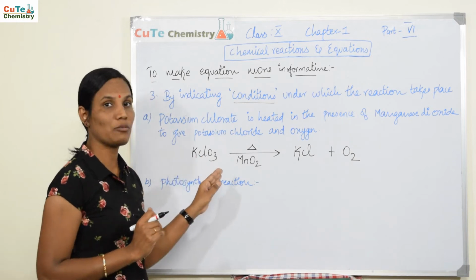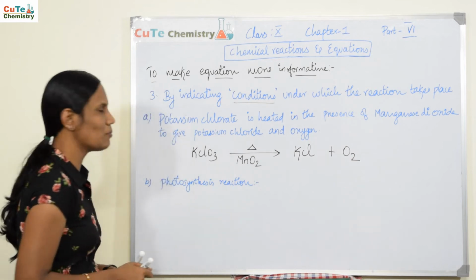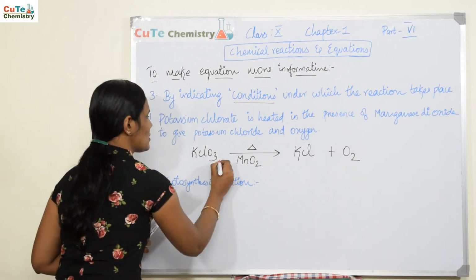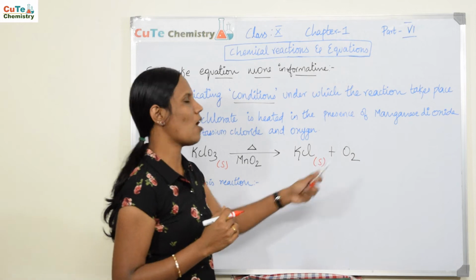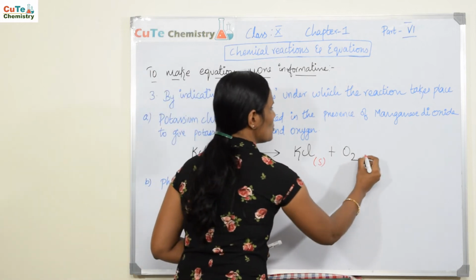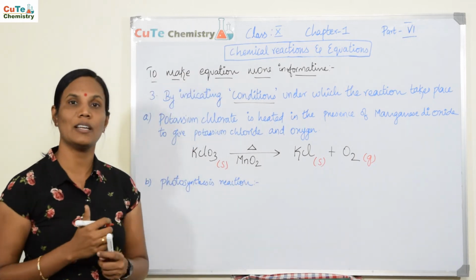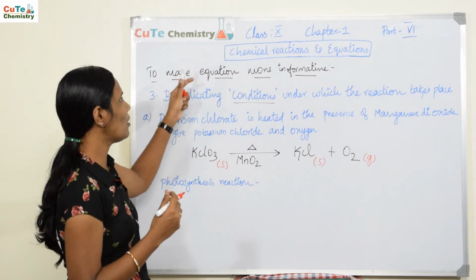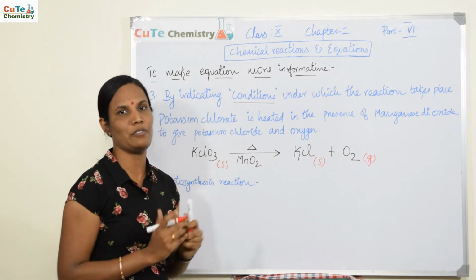Now we have to represent the physical state of the reaction as well. Potassium chlorate is a solid that we are heating in the presence of manganese dioxide as a catalyst. It will give potassium chloride, which is also a solid, and then oxygen will be produced during this reaction. Oxygen is a gas. So now we have mentioned the physical state of the reaction as well. Now we have added all these 3 points for this equation, and now this equation is more informative.